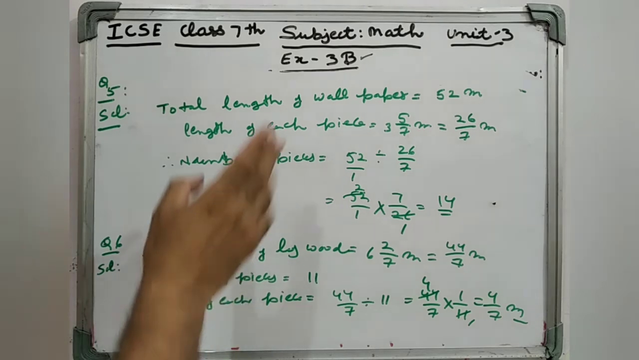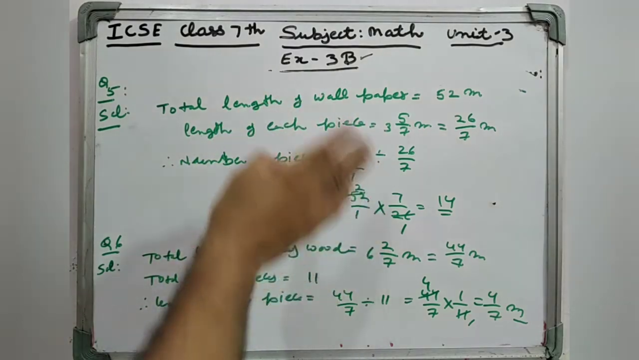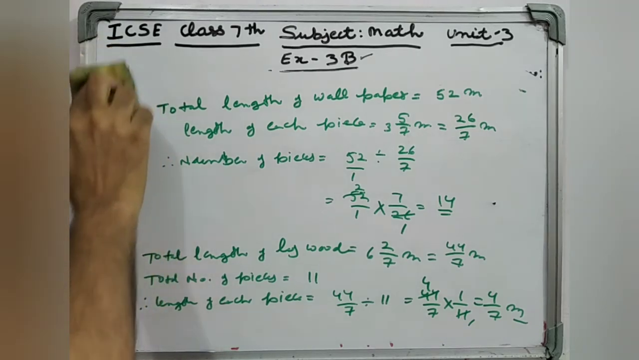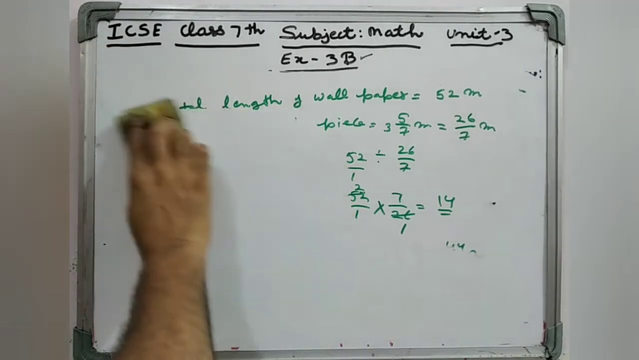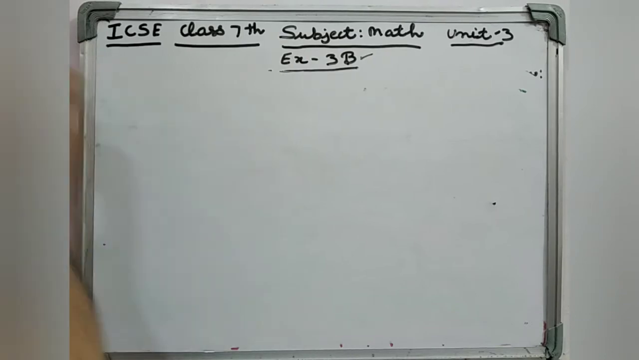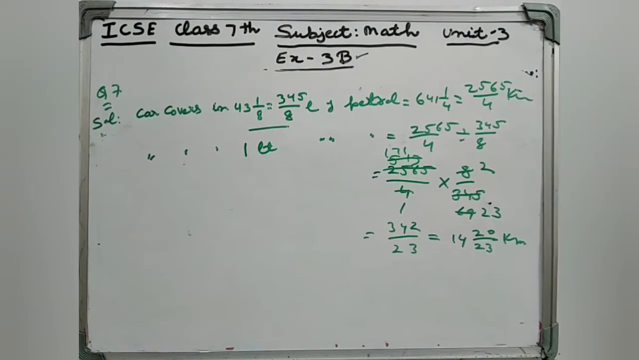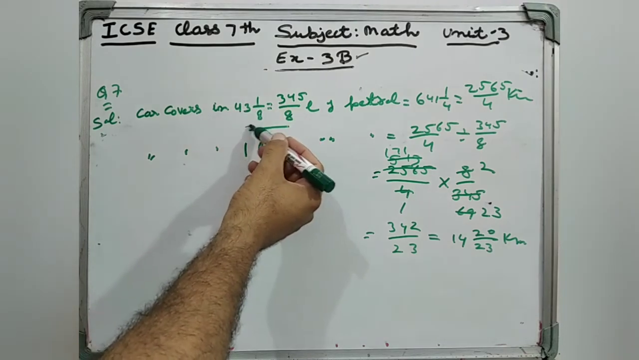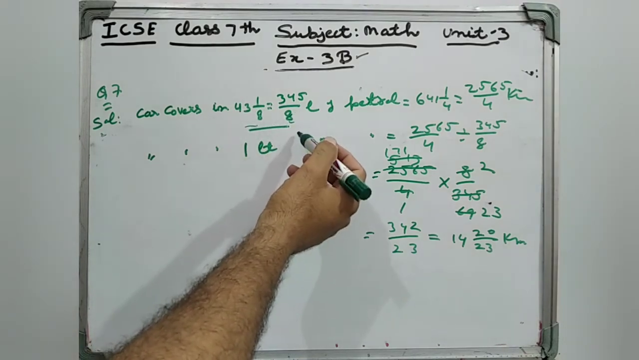This question is the vice versa or reciprocal of this. Now we will move on to question number 7. That is, a car covers 43 1 by 8 kilometers. That is a mixed fraction, so change it into a simple fraction.